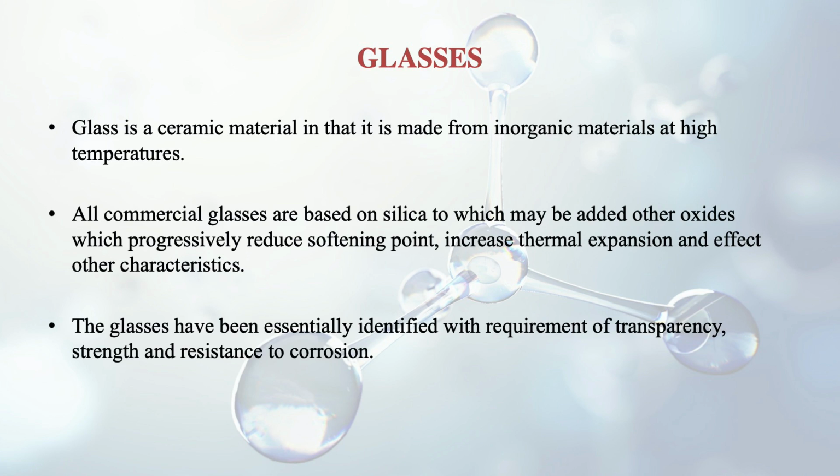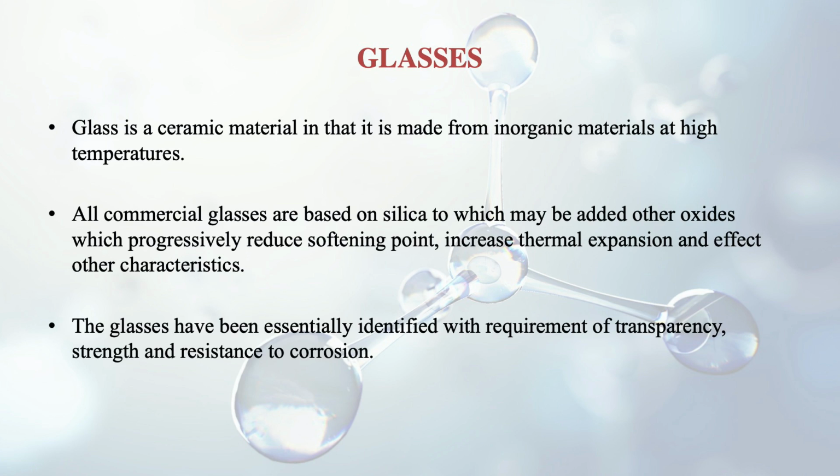All commercial glasses are based on silica. So again, the main constituent here is silica only, to which we can add other oxides which progressively reduce the softening point. So there is a point called the softening point, meaning the glass is either hard or soft, or at which temperature the glass is becoming soft, to what degree. So this is the basic meaning of the softening. And these oxides actually increase the thermal expansion and also affect other characteristics.